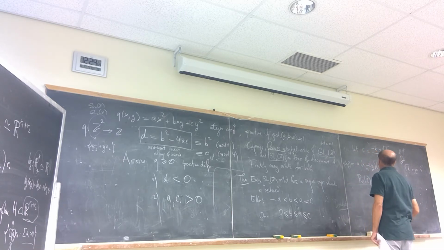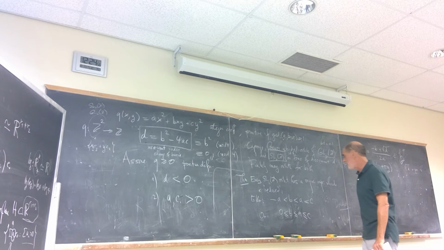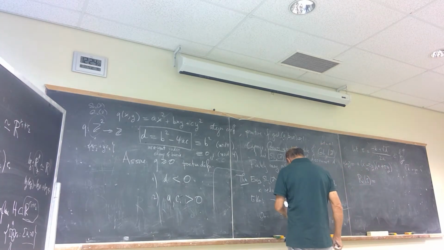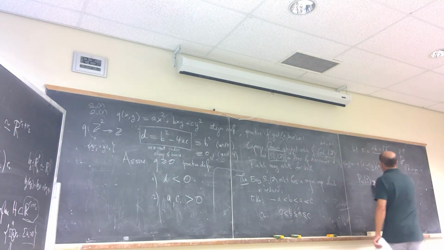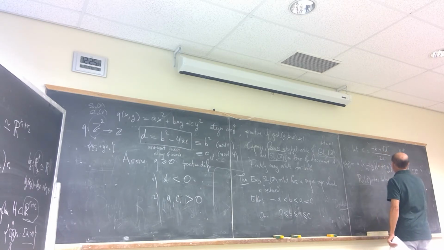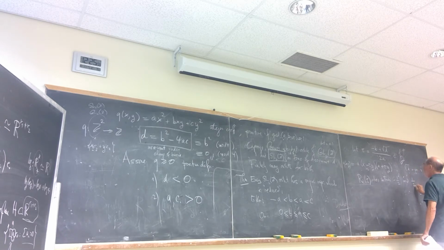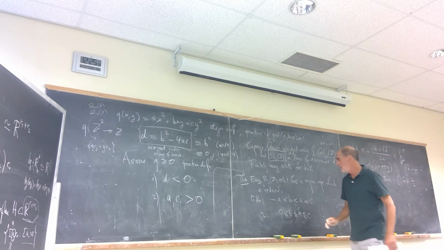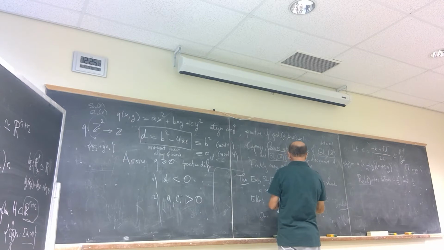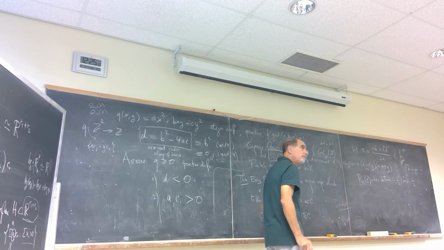Well, the real part of tau is minus b over 2a. Okay? So that's a number, so it lies between minus a half and a half, right? Because b is between minus a and a, so if you divide this by 2a, you get a number between minus a half and a half.